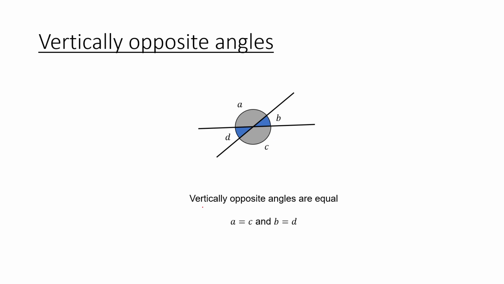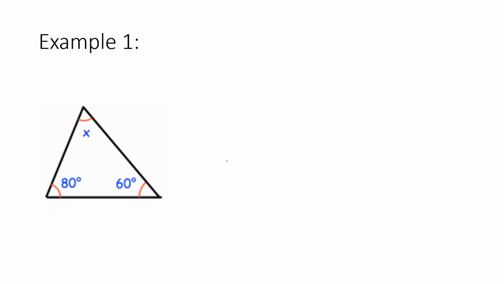It's really important that you note down these explanations, just these quick sentences, and sketch a quick diagram so that you can have them for later questions. Now let's go through some examples together on how to find missing angles using triangles.